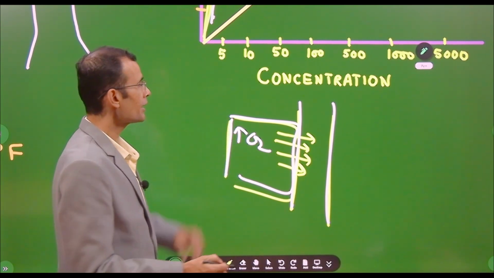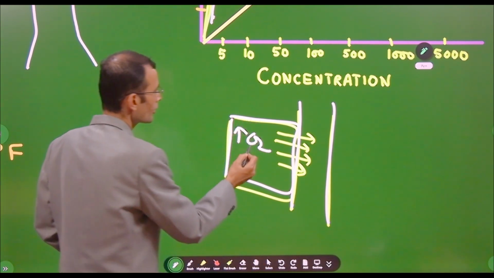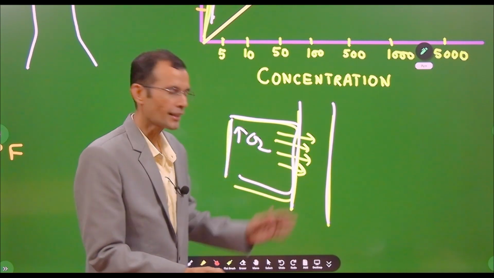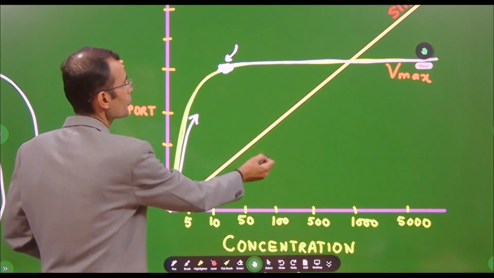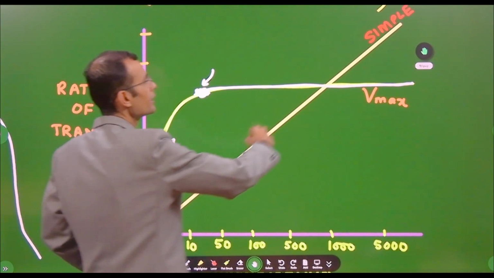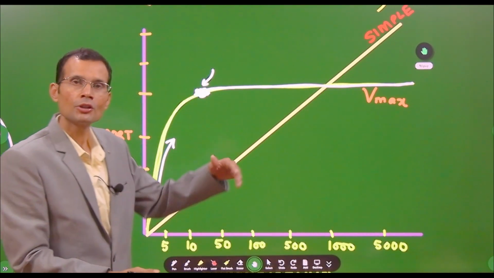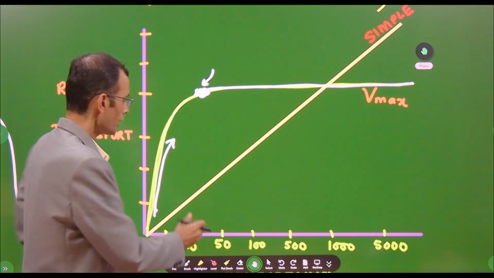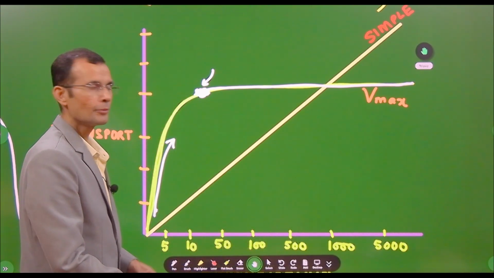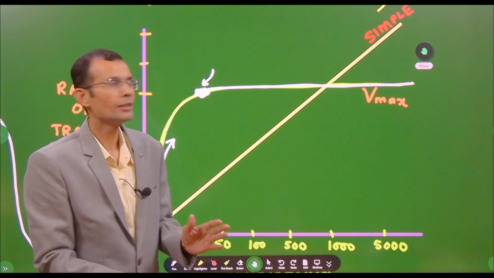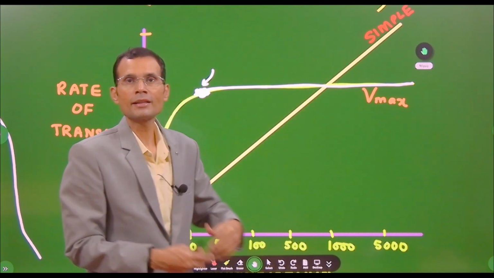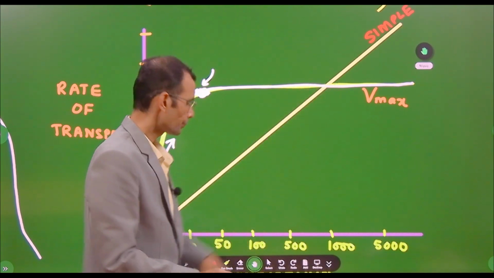So the graph is telling us when the concentration increases on one side of the membrane. In the case of simple diffusion, you can see the graph, it is rising almost to infinity. Increase the concentration on one side, the rate of transport is increasing in the corresponding fashion. That's what is telling us about the simple diffusion line.